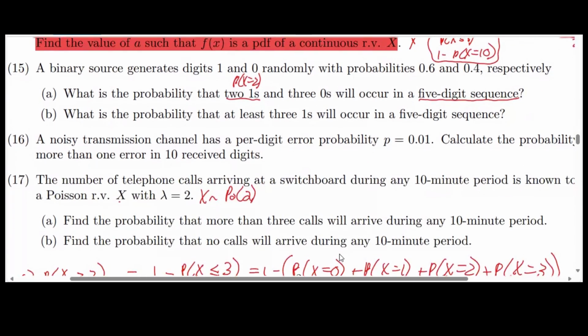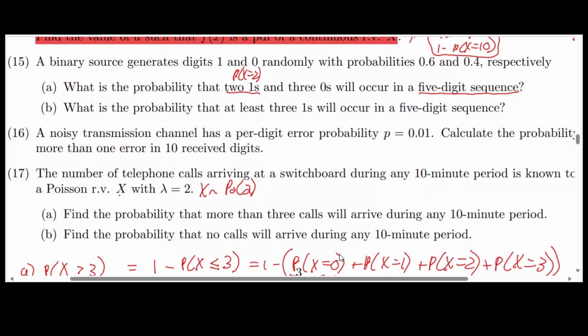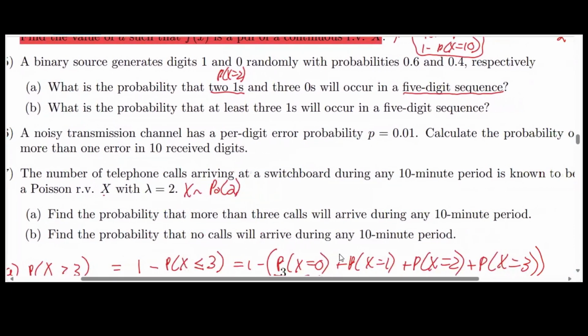All right. And it does have 16. A noisy transmission channel has a per digit error of p equal to 0.1.